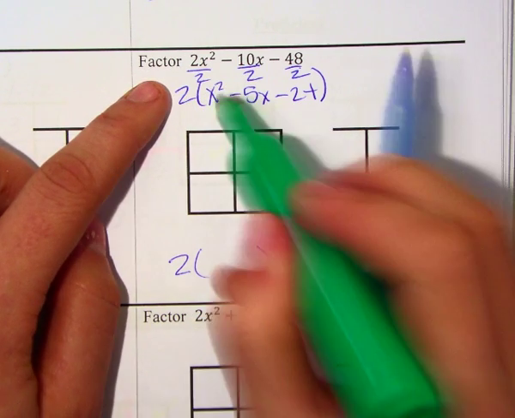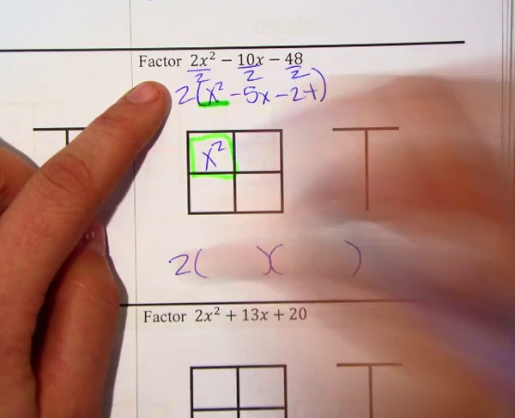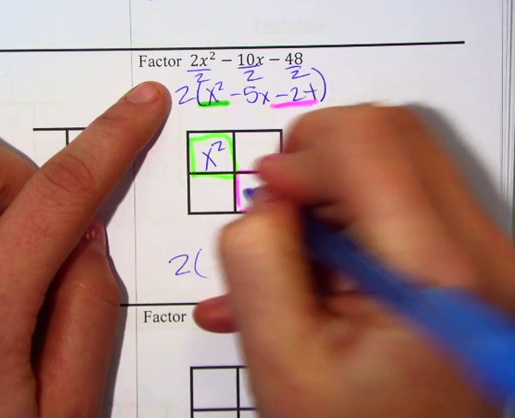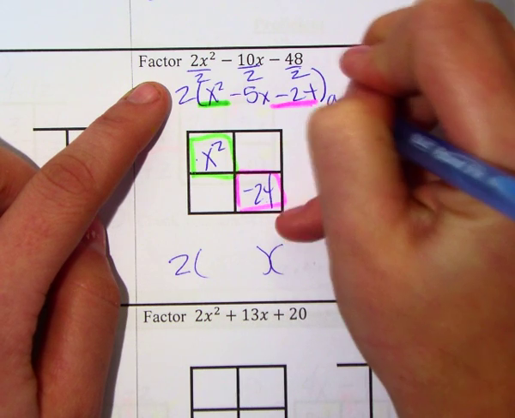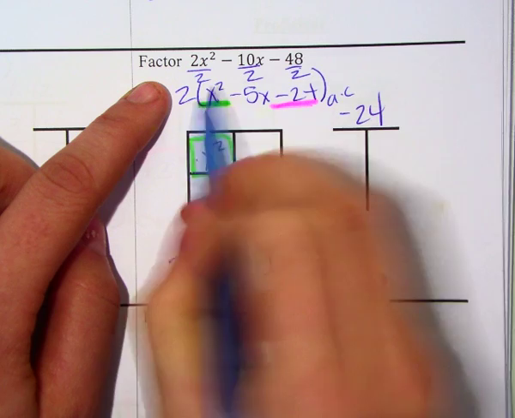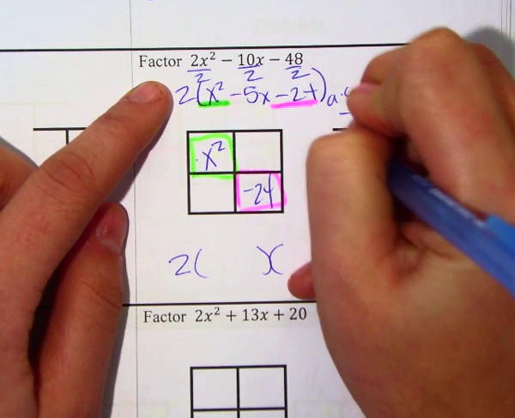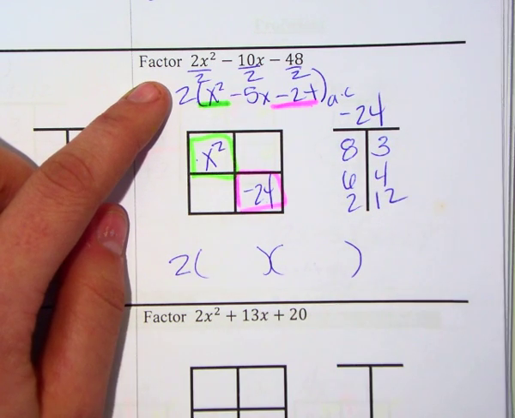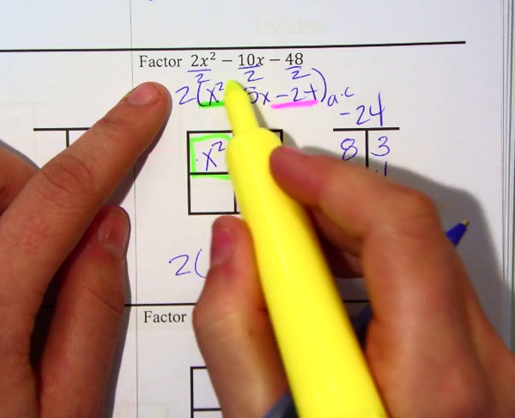Here we go, box method. First term, first box. Last term, last box. Then A times C will go in the T-chart. So that's a negative 24. 1 times negative 24. I'm going to write down all the factors of negative 24: 8 and 3, 6 and 4, 2 and 12. And I'm looking for the two numbers that combine to give me a negative 5.